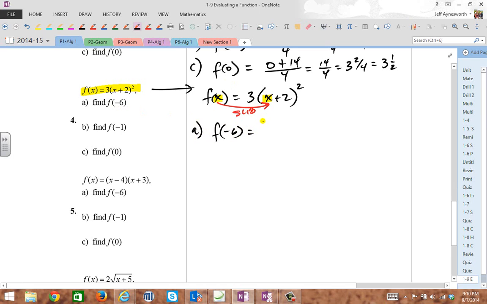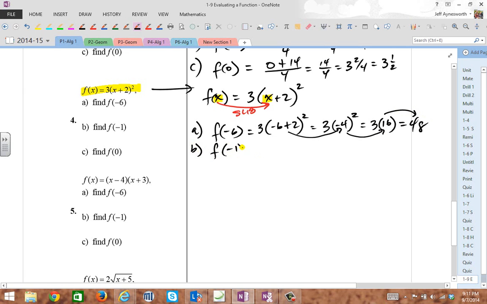All right, time to check our work. So we've got 3 times negative 6 plus 2 quantity squared. That's equal to 3 times, let me see, negative 6 plus 2 is negative 4 squared. Negative 4 squared is negative 4 times negative 4, which is 16. So 3 times 16, and that's 48. All right, you have to simplify here, square here, and then multiply, and you get 48. Step it out. Okay, next one.